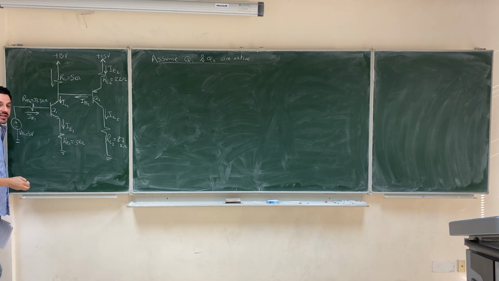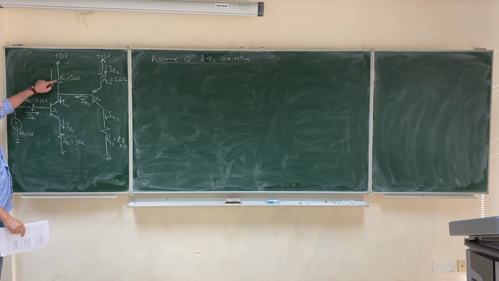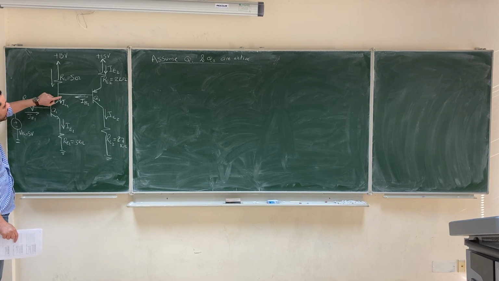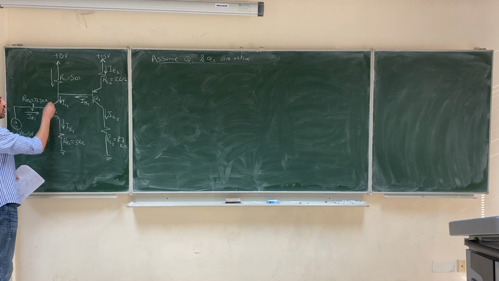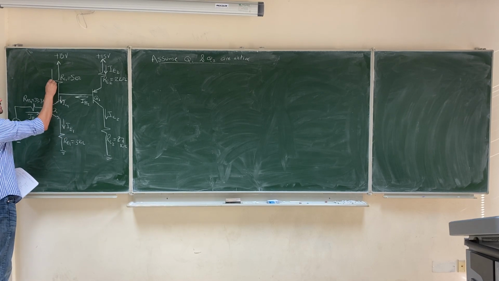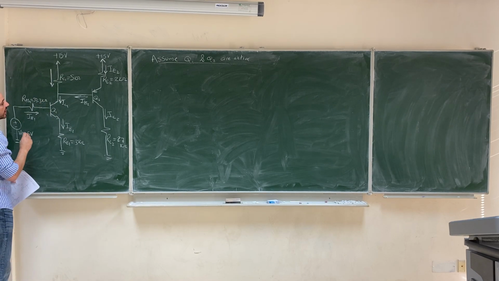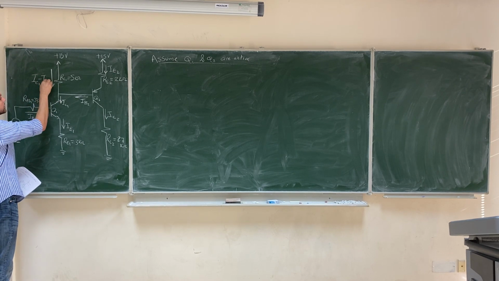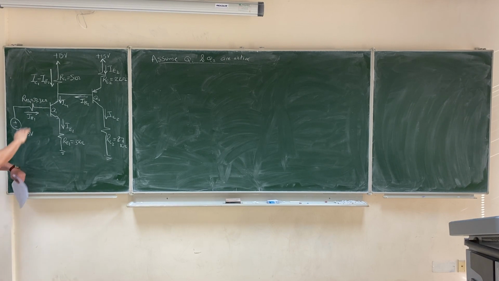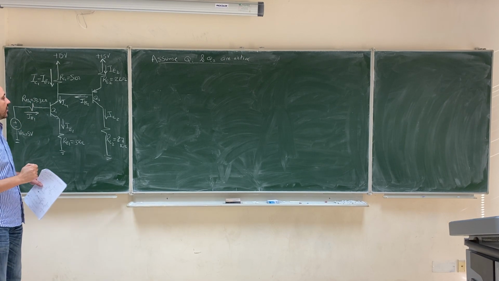This is a common mistake, so you have to be careful. Don't say that this current is IC1, because IC1 is the current going in the collector. The current here is not IC1, it's a mix between IC1 and IB2. So you can apply Kirchhoff current law, and you will see that the current going in this resistor is IC1 minus I base 2. So now we named all the currents in our circuit.